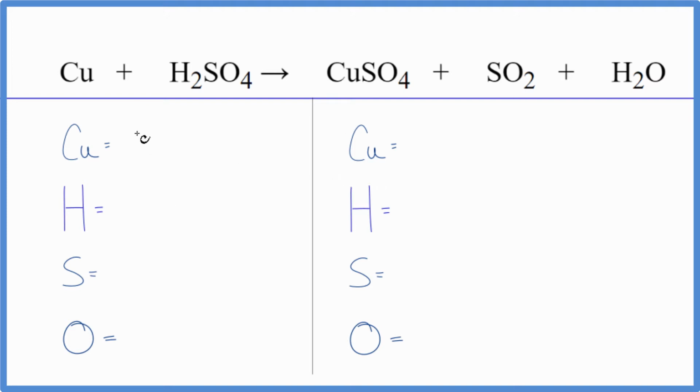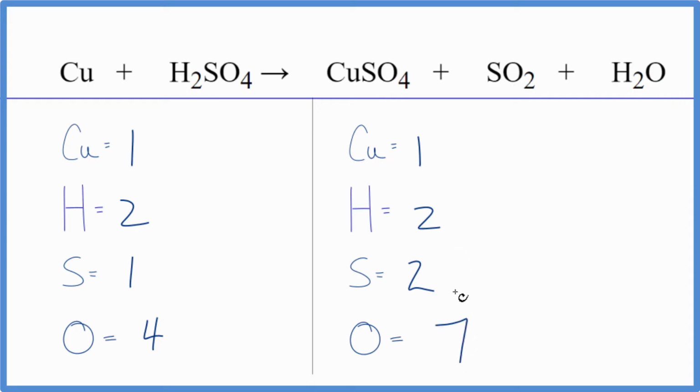All right, let's balance the equation. We have 1 copper, 2 hydrogens, 1 sulfur, and 4 oxygens. Product side, we have the 1 copper, we have 2 hydrogens, and be careful here, we have 1 sulfur here and 1 here. So we have 2 sulfur atoms. Oxygen, we have 4 plus 2, that's 6, plus 1, that gives us 7.